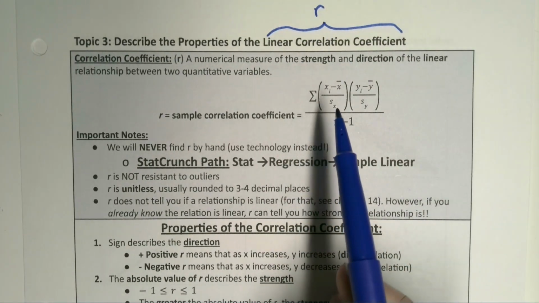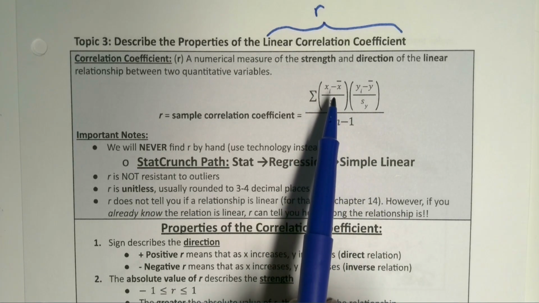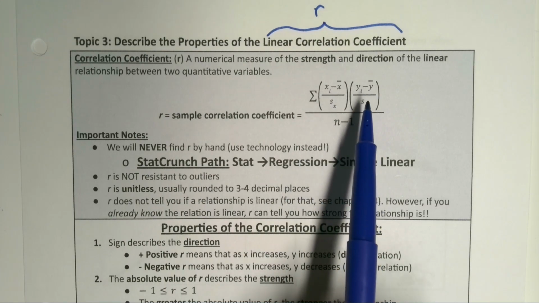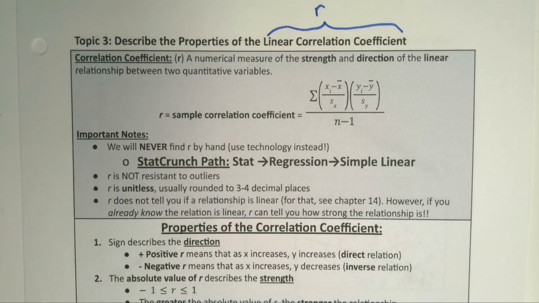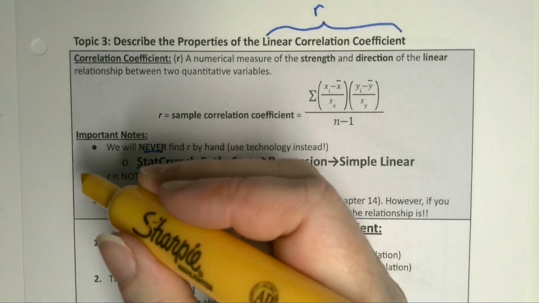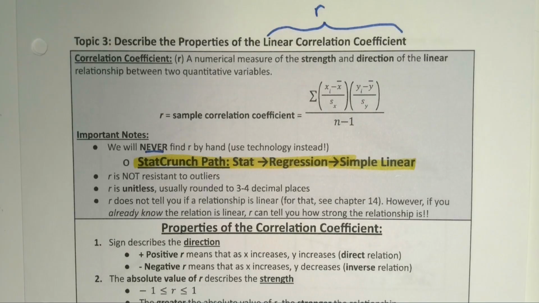And if you look at the formula, it's pretty ugly. It's worse than you think. You'd actually have to find the z-score for x and then the z-score for y for every single data point. And then you'd have to multiply them and add them up, etc. We're never going to find this by hand. Never, never, never. We are always going to use StatCrunch to do this. So there's our path for StatCrunch, and we will use that.